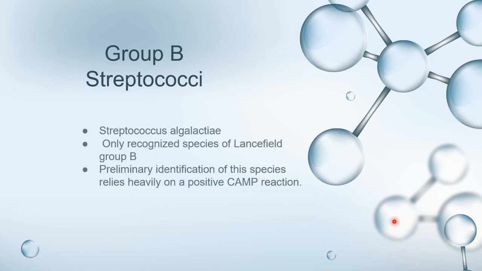Next, you have your group B streptococci. So, ang main significant natin ditong species, you have your Streptococcus agalactiae. Okay. So, this is the only recognized species of the Lancefield group B. So, preliminary identification of this species relies heavily on a positive CAMP reaction. So, we will discuss this further later on, yung CAMP reaction.